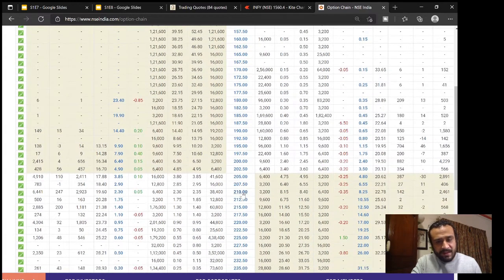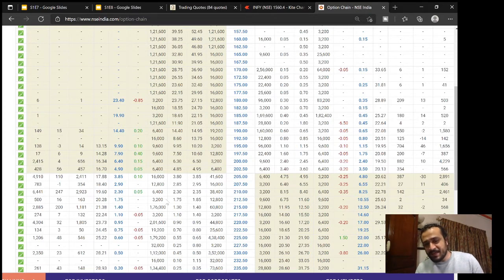So, is the 210 call option in the money or out of the money? 203 is the spot price, 210 is the strike price, so it has no intrinsic value if it expired today. It is an out of the money option on the call side.